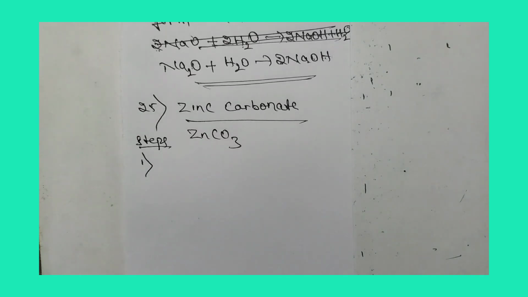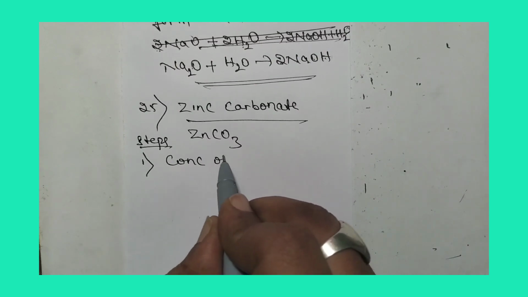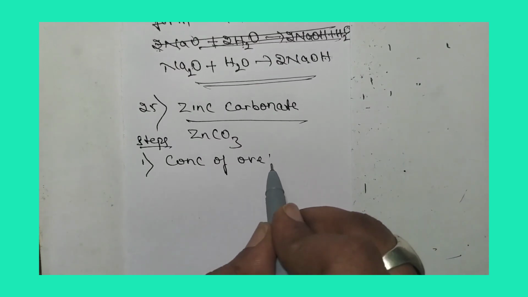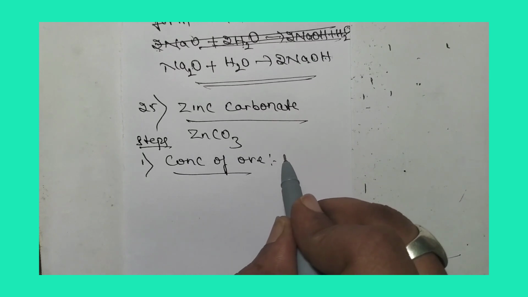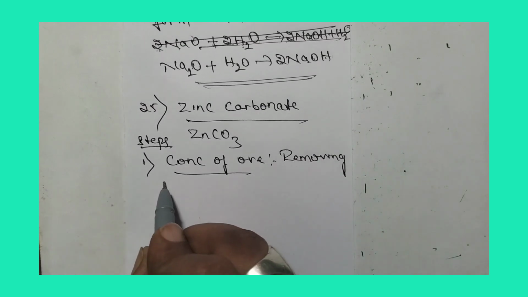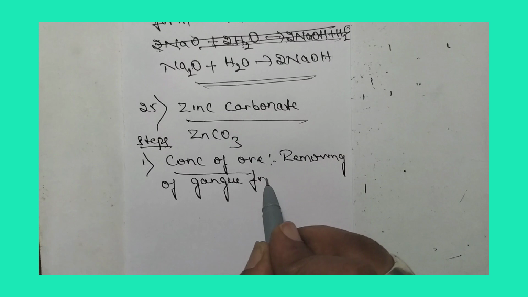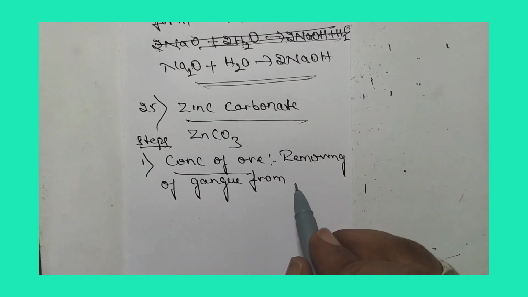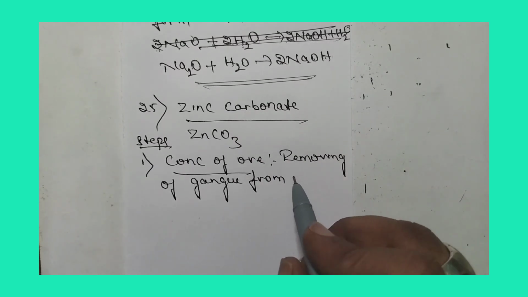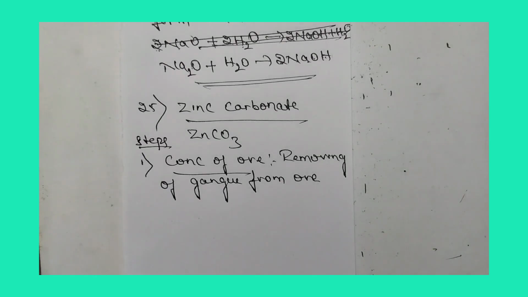Step number 1 is called concentration of ore. Concentrating the ore means removing gangue from the ore. Gangue means earthly impurities such as mud, sand and organic matter from the ore. So concentration of ore means removing gangue from ore. That is the first step.